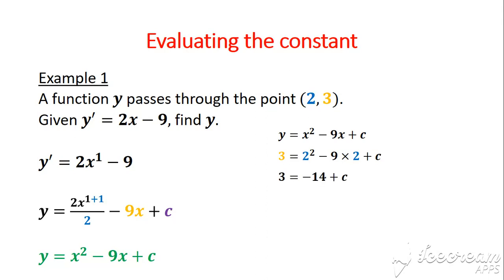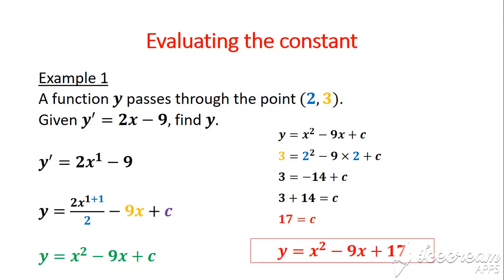So we get 3 is equal to negative 14 plus c. If we add 14 to both sides, we get c is equal to the number 17. So we've established that c is 17. So here is our final y function, our rule for y. y is equal to x squared minus 9x plus 17.